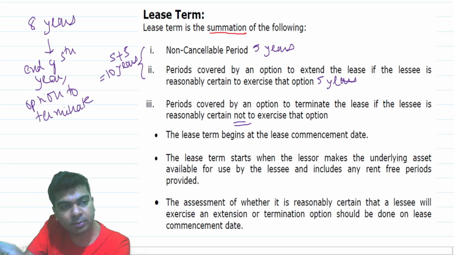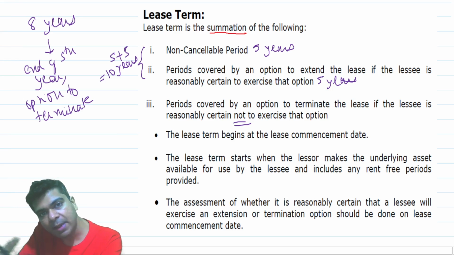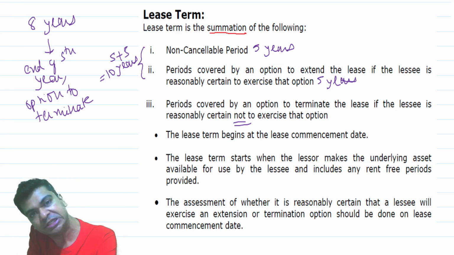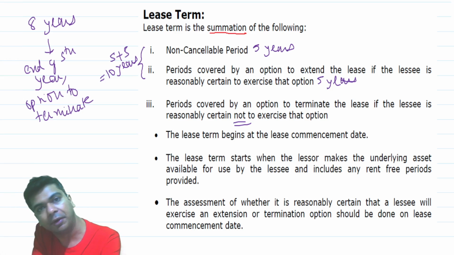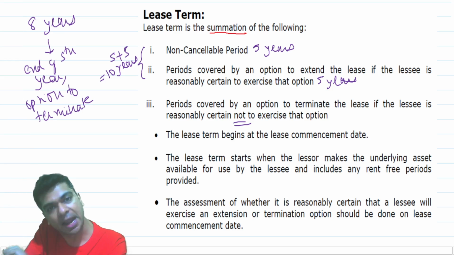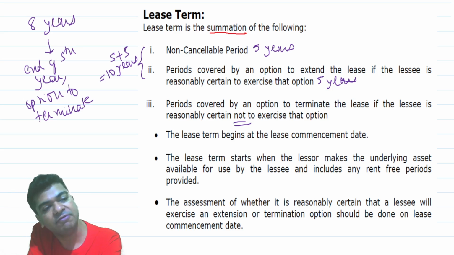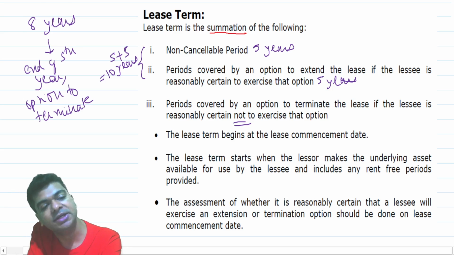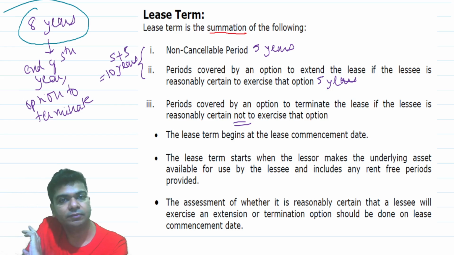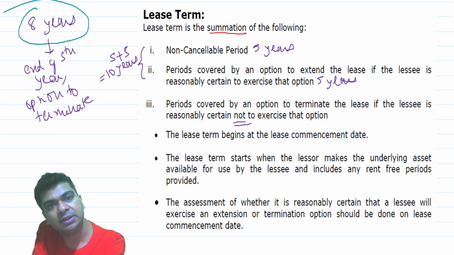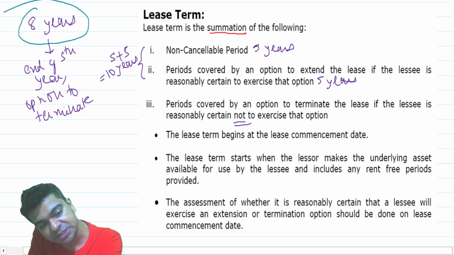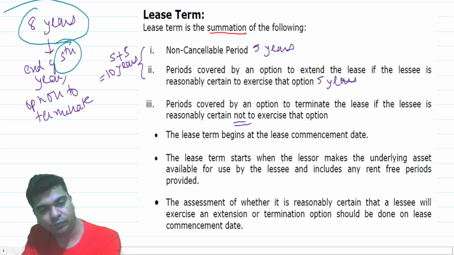You are signing a lease agreement for 8 years, but when you go by clause analysis of the lease agreement, at the end of the 5th year, the lessee is given an option that if you wish, you can terminate the contract. But as a lessee, I am clear that I will not exercise that particular option. In other words, I will allow the lease to continue for its entire tenure of 8 years. So I will consider the lease term to be 8 years. In case I am reasonably certain that I will exercise my option to terminate the lease contract, then I will consider the lease tenure to be 5 years.